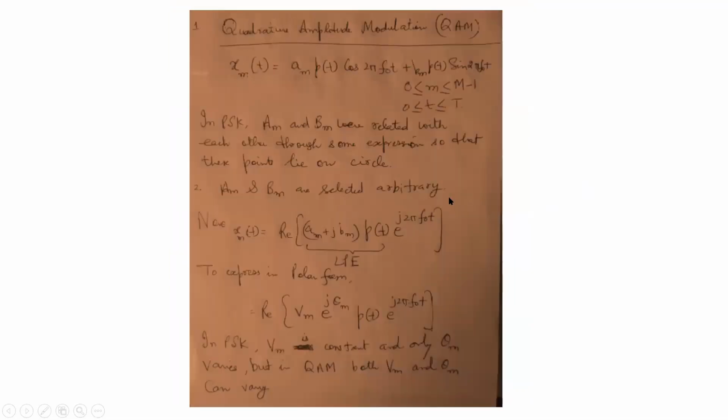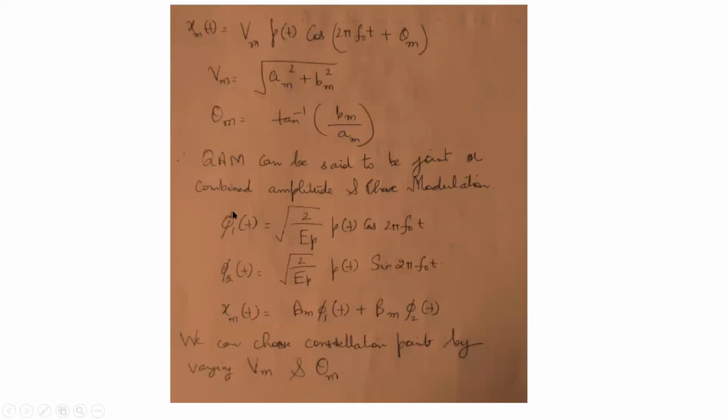And in quadrature amplitude modulation, it is also only amplitude and phase. So how many basis functions do I require at the most? I require 2 basis functions, and I will use phi1(t) and phi2(t), and I define my basis functions as under: phi1(t) is equal to root 2 by Ep times p(t) cos 2 pi f naught t. Phi2(t) is equal to root 2 by Ep times p(t) sin 2 pi f naught t.